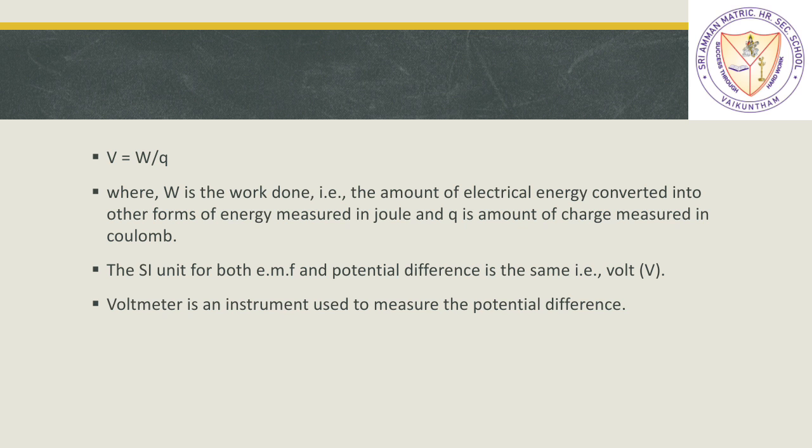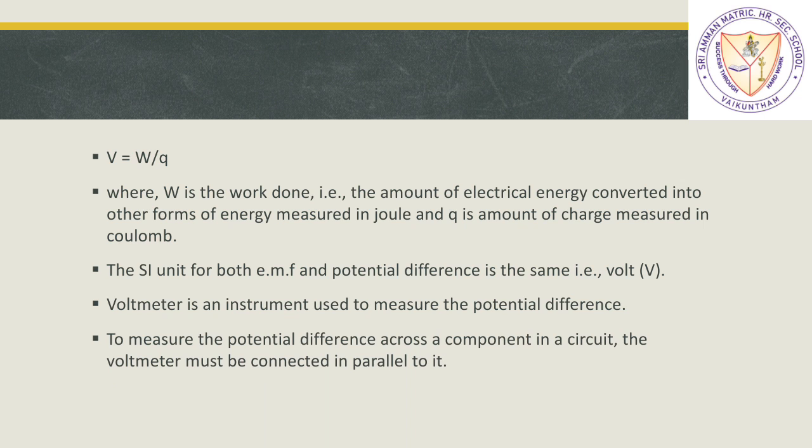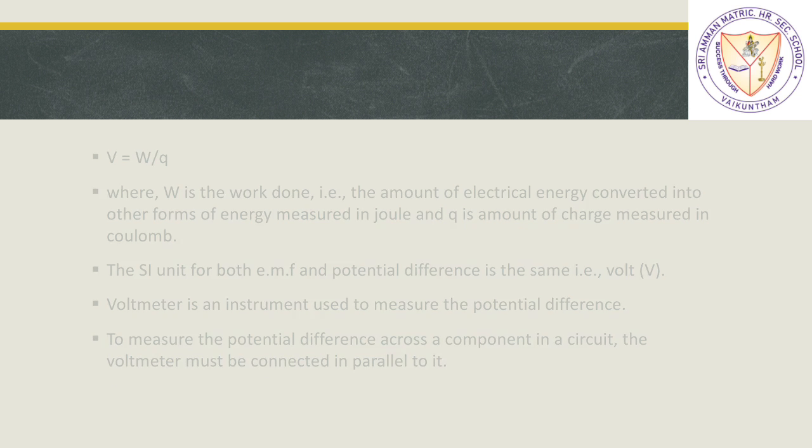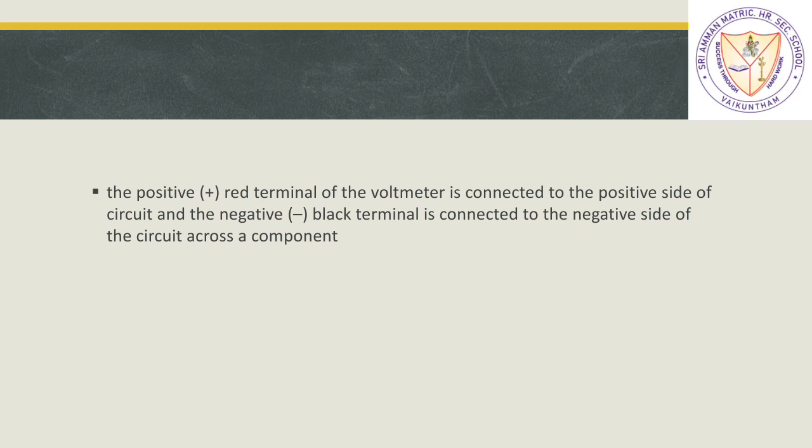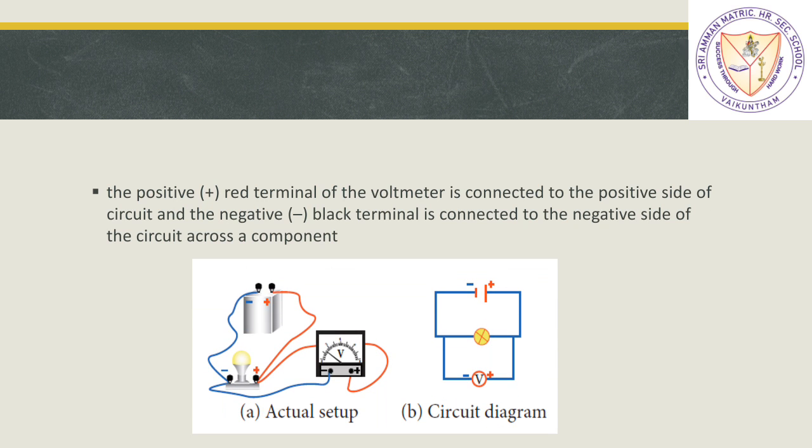To measure the potential difference across a component in a circuit, the voltmeter must be connected in parallel. To measure current, we use an ammeter, and to measure potential difference, we use a voltmeter. The ammeter is connected in series, and the voltmeter is connected in parallel. The positive red terminal of the voltmeter is connected to the positive side of the circuit, and the negative black terminal is connected to the negative side of the circuit, as shown like this.